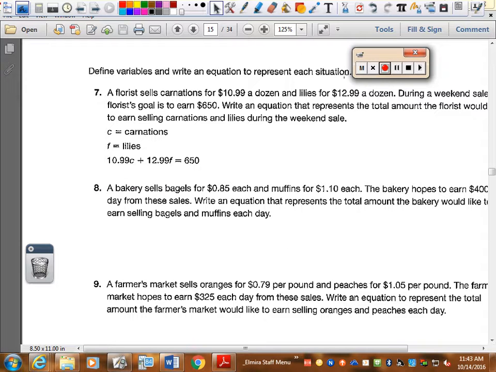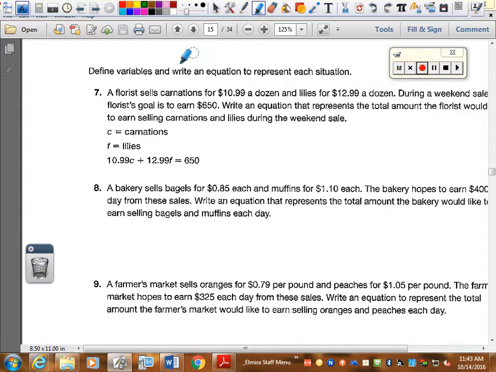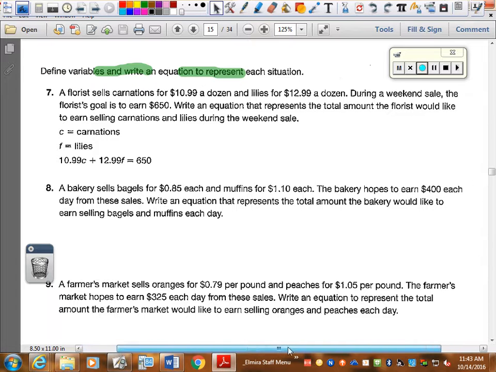The next section, you're defining your variables and writing an equation. In other words, we're taking it a step further and making it equal to something. A bakery sells bagels for 85 cents each and muffins for $1.10 each. The bakery hopes to earn $400 per day from these sales. Write an equation that represents the total amount of money they would like to earn selling bagels and muffins.